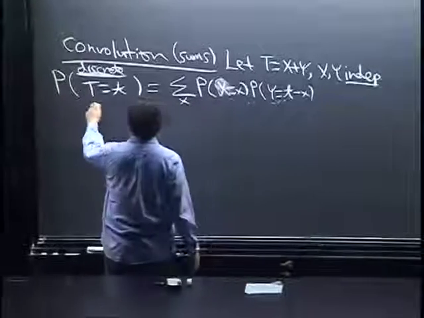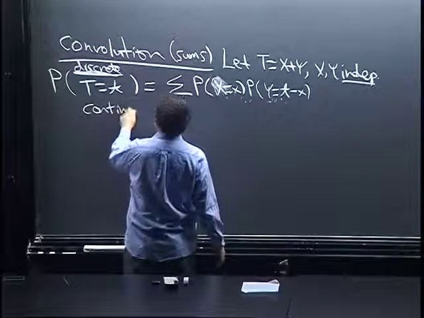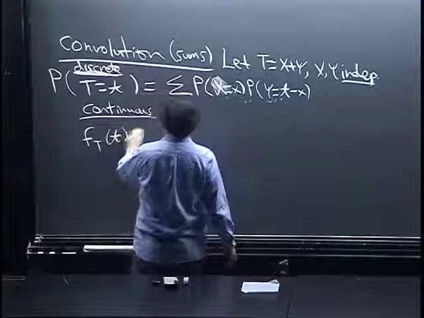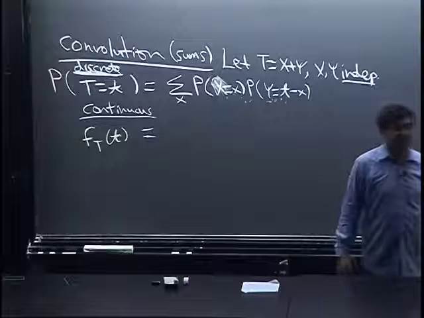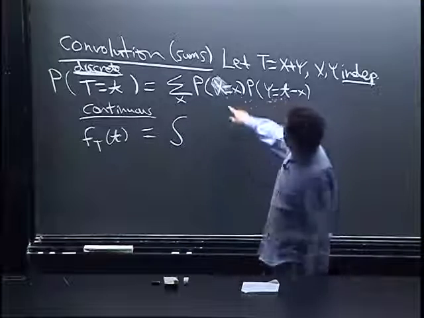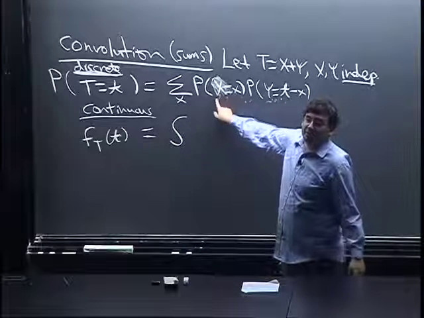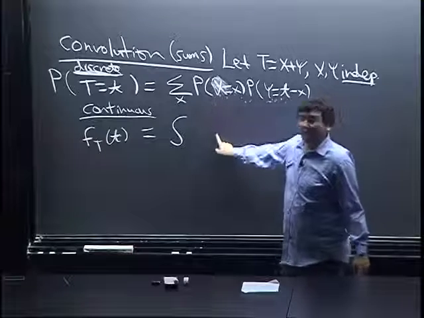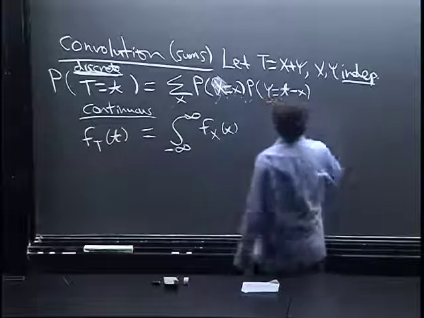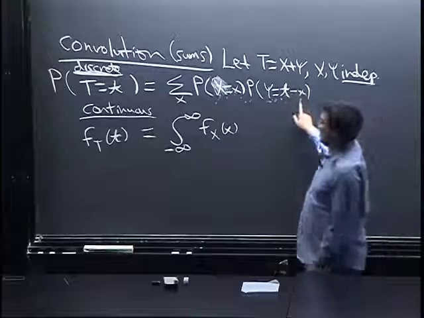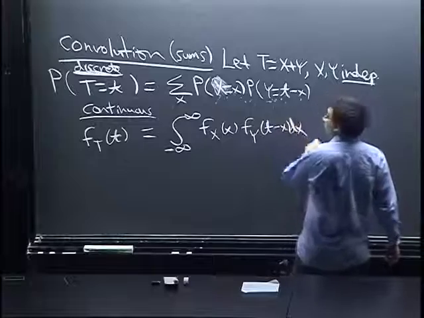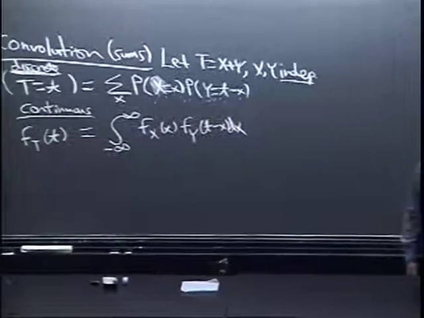Now let's write down something analogous in the continuous case. So now we want the PDF instead. And I'm going to write down something that looks completely analogous. Because it's continuous, I'm going to replace the PMF by the PDF. Let's go from minus infinity to infinity. This is the PMF of Y evaluated at t minus x. I'll replace that by the PDF evaluated at t minus x, dx. This is true.